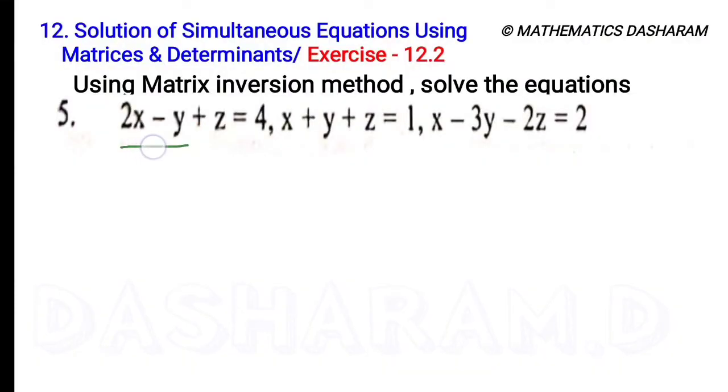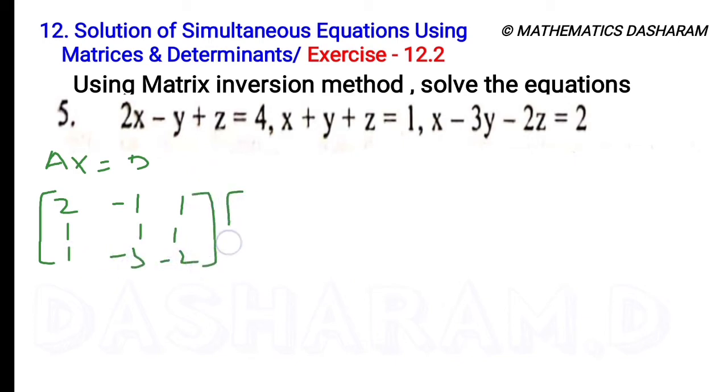Fifth question: 2x minus y plus z equals 4, x plus y plus z equals 1, x minus 3y minus 2z equals 2. Let us write the given three equations in the matrix notation form, that is AX equals D. First matrix A, that is the coefficient matrix: 2 minus 1 1, 1 1 1, 1 minus 3 minus 2, into the X matrix, that is the variable matrix. The variables in the given equations are x, y, z. It equals D, that is the constant matrix. The constant numbers are 4, 1, 2.